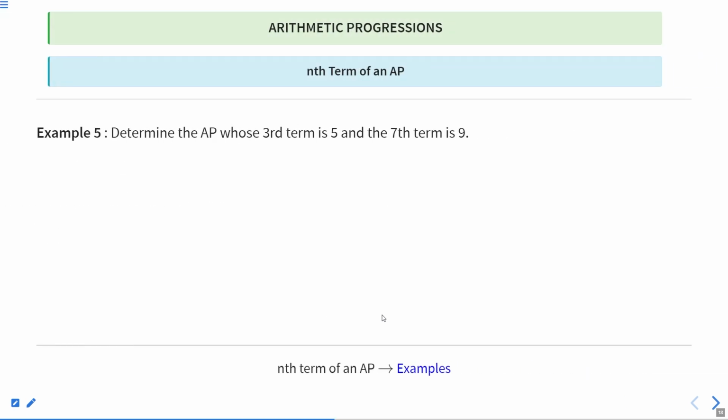Here we have to determine the AP whose third term is 5 and 7th term is 9. Basically, we are given two terms, the third term and the 7th term, and we have to determine the arithmetic progression. So let us see how to solve this example.